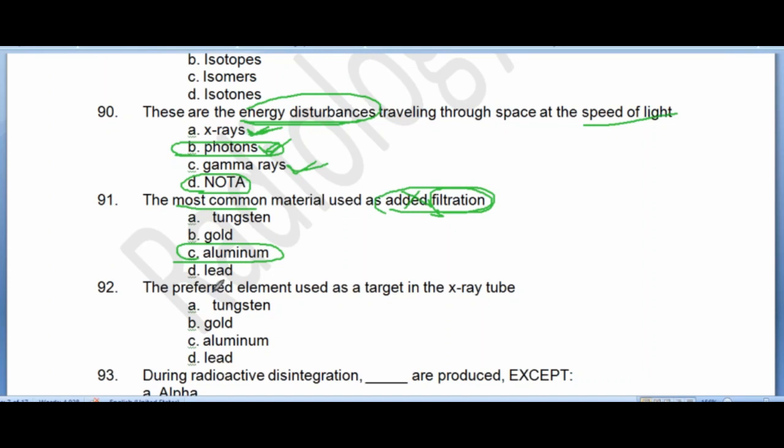92. So, preferred element as target. So, target and filament, pareho silang tungsten. Yung ating target ay may rhenium. So, tungsten with rhenium, 5 to 10% of rhenium. Yung ating filament ay may tungsten with thorium, 1 to 2% of thorium.